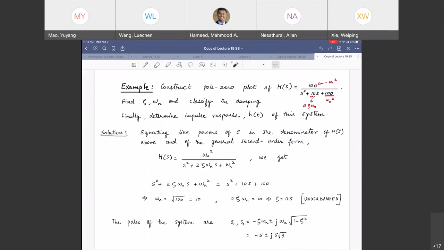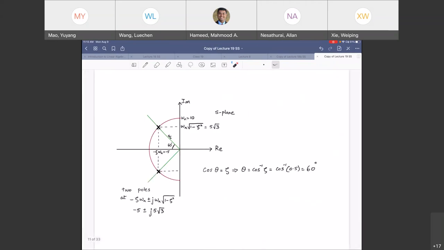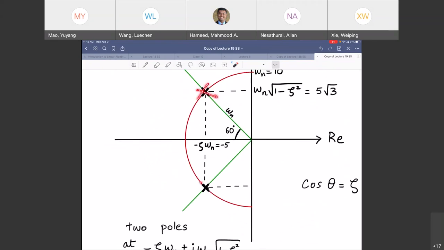So where are the poles? Well, there are two poles of this system. We know the locations: negative zeta omega n plus or minus j omega n square root of 1 minus zeta squared, complex conjugate poles. You know zeta, you know omega n, because you have compared this H of s with the standard second order system. Plug them in, and you get the location of the poles: negative 5 plus or minus j 5 square root 3. Plot them out, and you have this one and this one. Both are on the left half of the plane, so you know this is going to be a stable system.